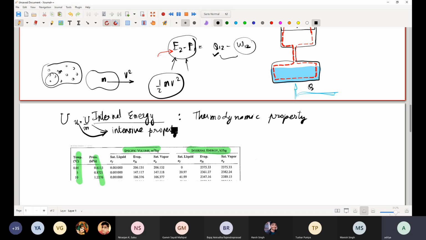Now, this is fine, but how do we find out the total internal energy of a liquid vapor system? Liquid vapor dome. Inside the saturation dome, how do we find the total internal energy? So we can write the total internal energy capital U as capital U for the liquid plus capital U for the vapor.